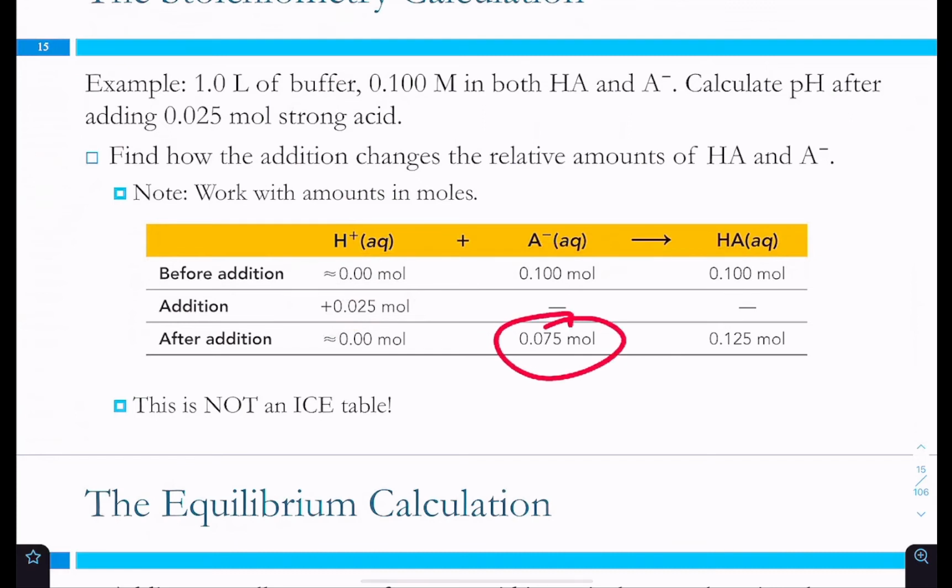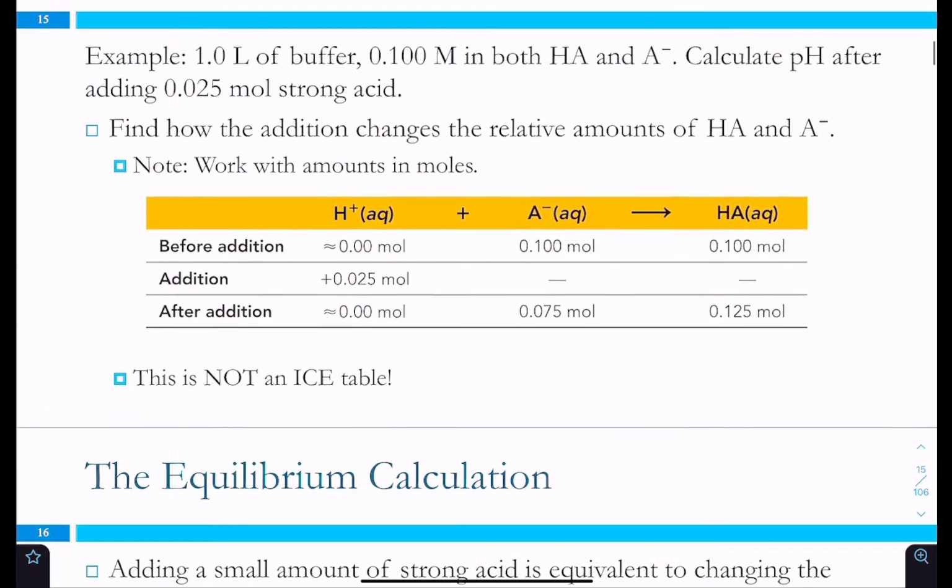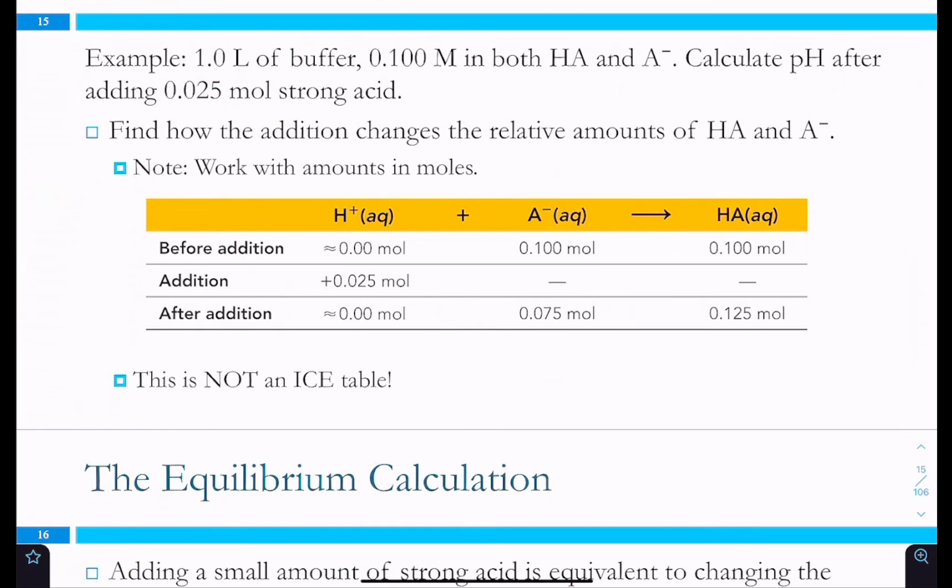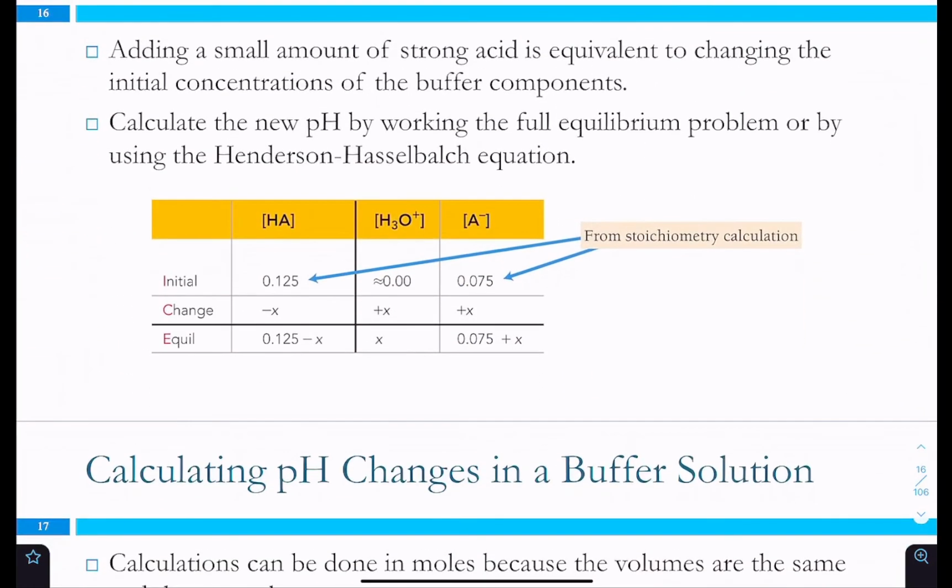Now it's not concentration, but the number of moles is 0.075, and the number of moles of the conjugate acid, or the weak acid, has gone up, because any of that A minus is getting converted into HA. And then once we have those numbers, we can convert them back to molarity, which is easy when it's 1 liter, and do an ice table. So adding a small amount of strong acid is equivalent to changing the initial concentrations of the buffer. We've just reduced our amount of base, increased our amount of acid, and now we're just running an ice table with those new concentrations.